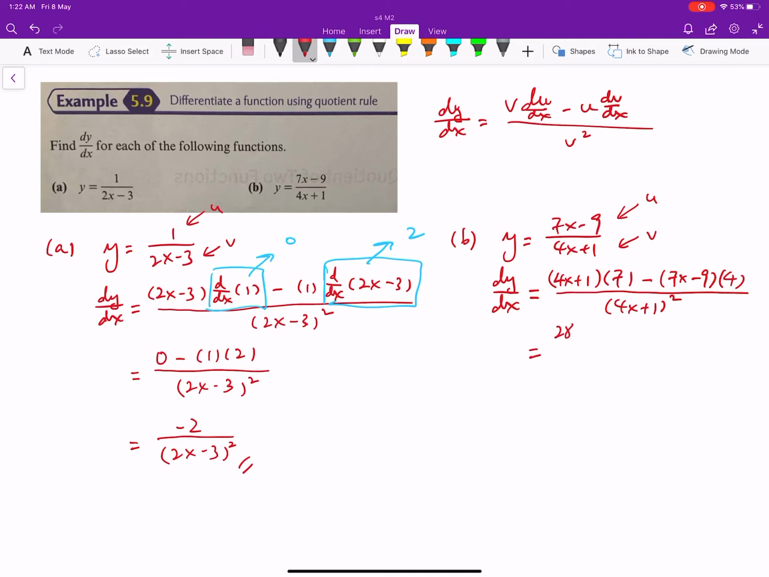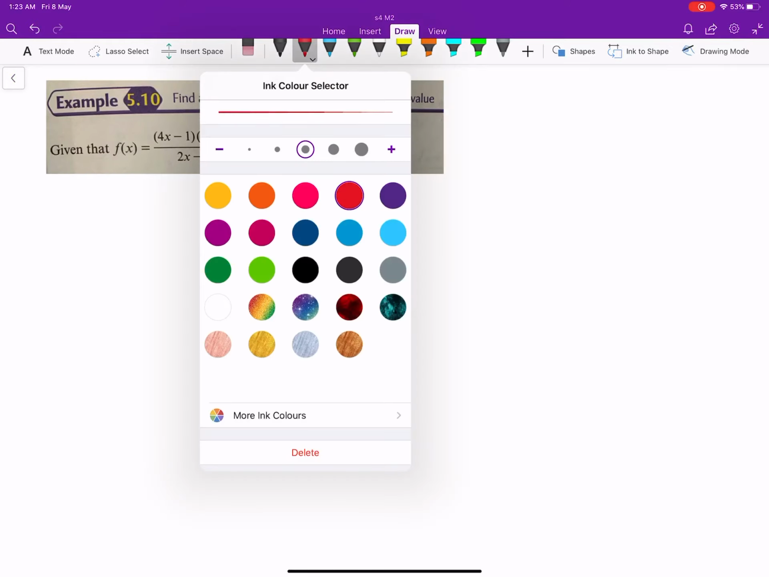So we just simplify by expanding the expression, so be very careful when you expand it. Finally you get 43 over (4x plus 1) squared. So this is a very quick illustration of the quotient rule. Now we go to the last example in this video.